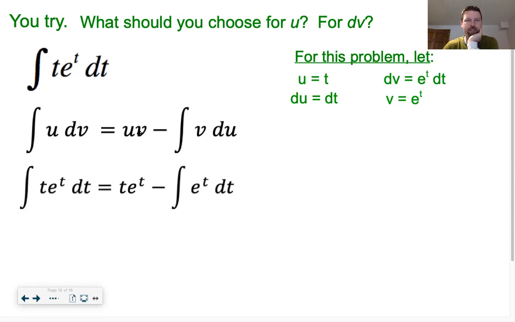It's going to equal u times v, in this case, t times e to the t, minus the integral of v du, so minus the integral of v, which is e to the t, du. And in this case, du is dt. And I look at that integral and I'm like, oh, that's easy. The integral of e to the t is just e to the t. So we do that. It's going to be this minus e to the t plus, don't forget your constant of integration. There's my answer. That is the antiderivative of t e to the t dt, or if you prefer, the integral of t e to the t dt. That's all there is to it.